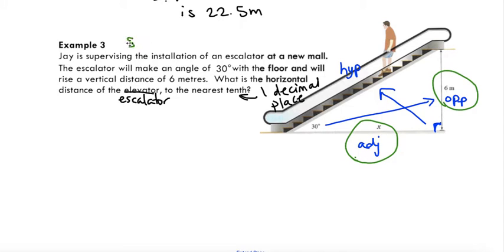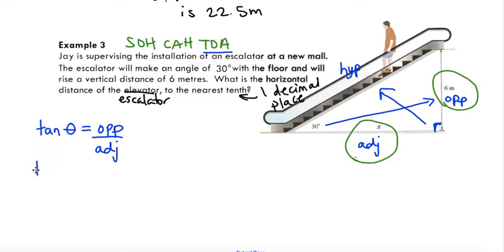And so when I think about SOHCAHTOA, I have to ask myself which one of these uses opposite and adjacent, and the answer to that would be tan. So I'm going to start by writing my generic trig ratio. So tan of an angle is equal to the opposite side over the adjacent side. And now I substitute in what I know from my triangle. My angle is 30 degrees. My opposite side is 6. And my adjacent side is my unknown, which is x.